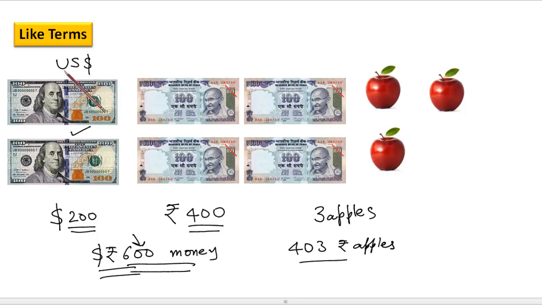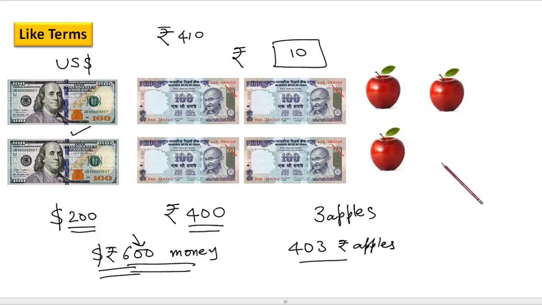Again, you cannot add the US dollars and the Canadian dollars. Similarly, all these four are Indian rupees, so you can add Indian rupees together. So if I have another 10 rupee note, you can say that in all I have 410 rupees, because we can add the rupees together. Similarly, the apples can be added with apples.